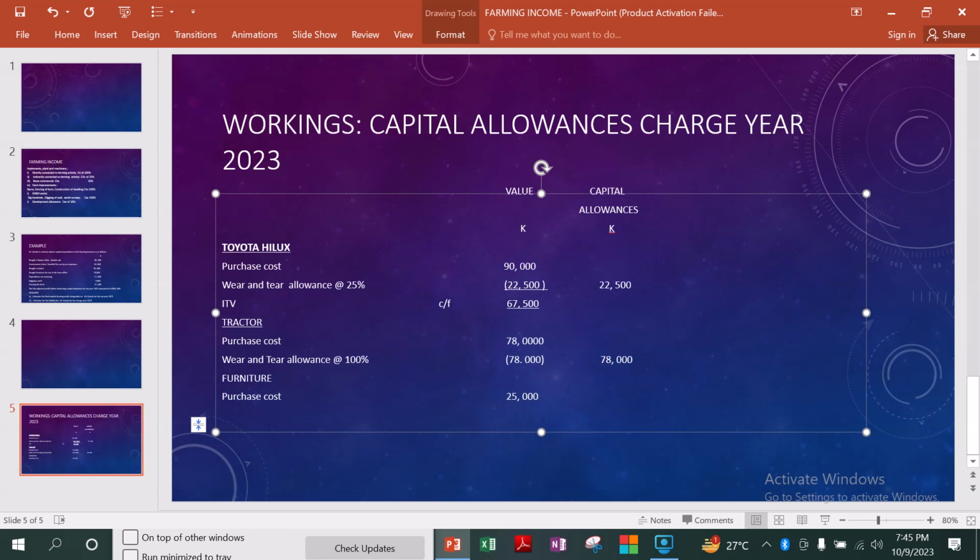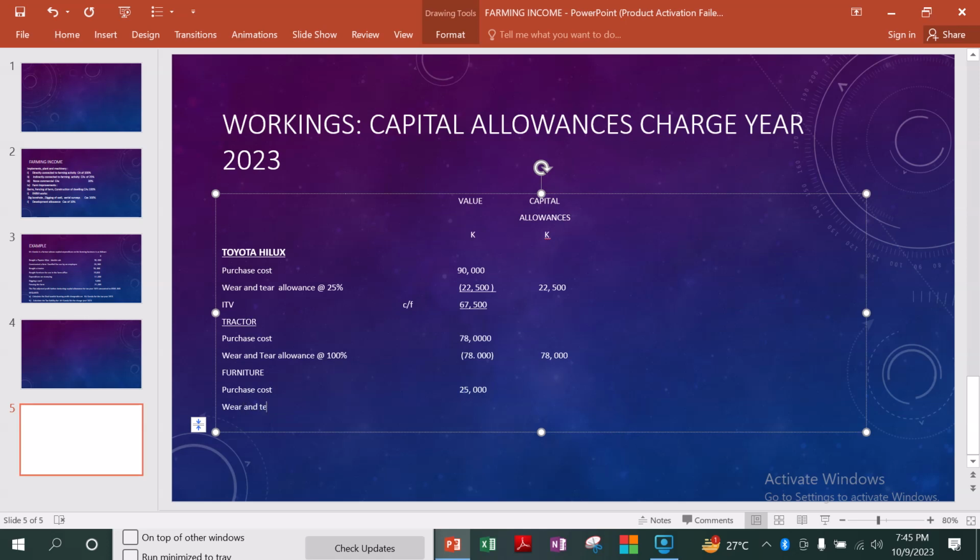So 25,000 we subject to wear and tear allowance. This is furniture not directly connected to the cultivation of land or animal husbandry or crop production. So you attract a wear and tear allowance at 25%. That will give you 6,250, if I'm not mistaken. 6,250. Okay, again, you claim all of it. That's what you claim, all of it.